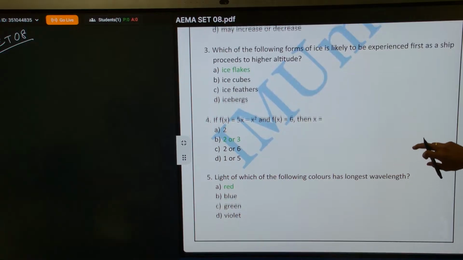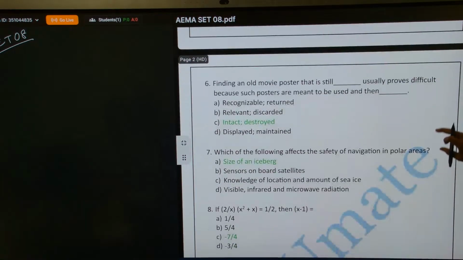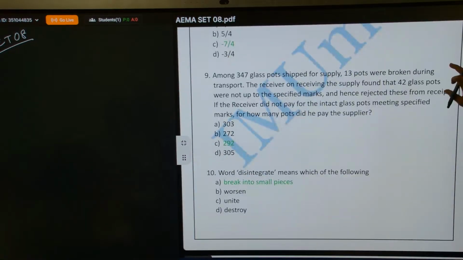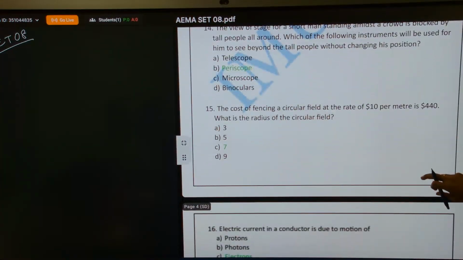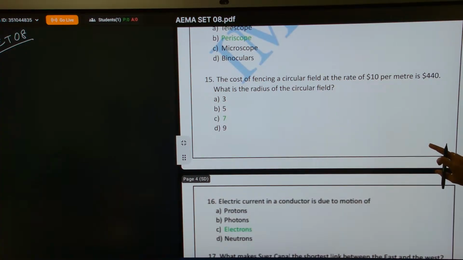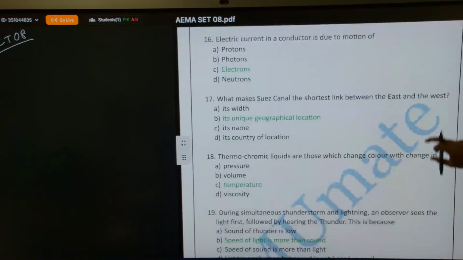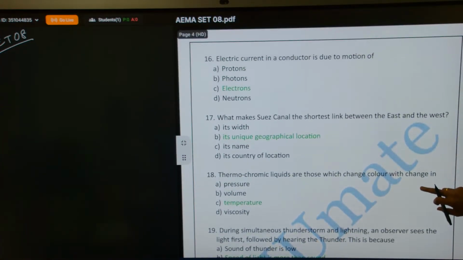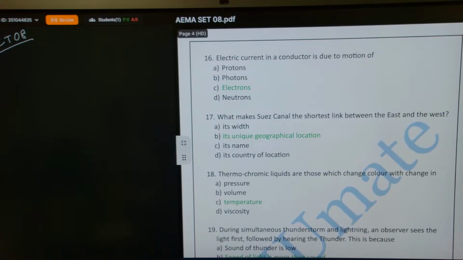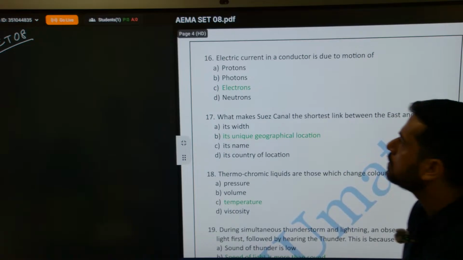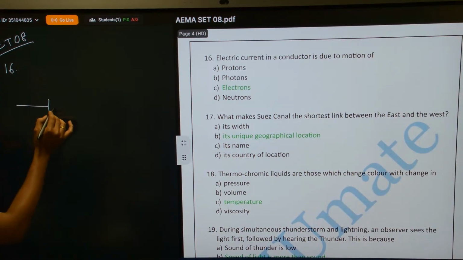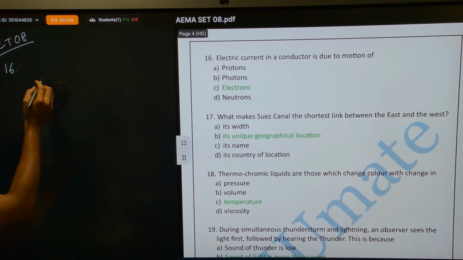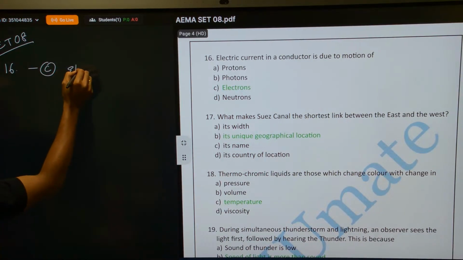Look here. Question 16. Obviously 16, due to the motion of electrons, you know. Already we have talked about that we consider current passes from positive end to negative end of a battery or a circuit, but actually not. Electrons flow from negative to positive end.